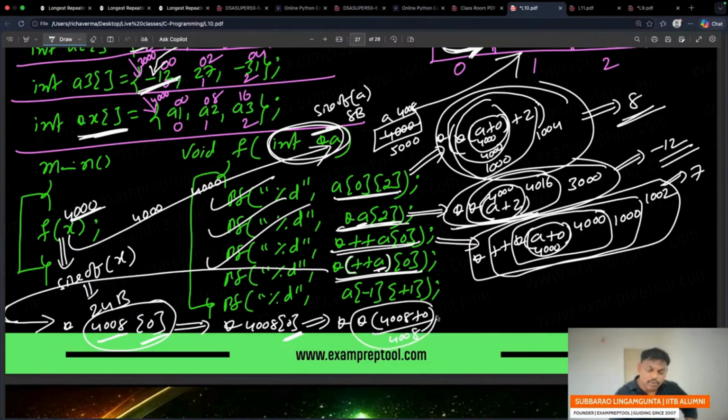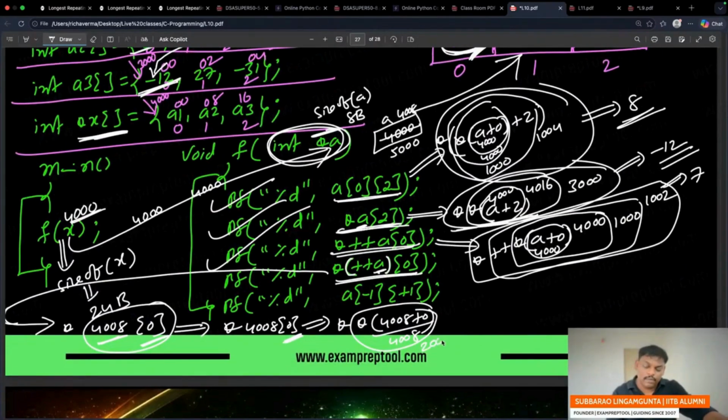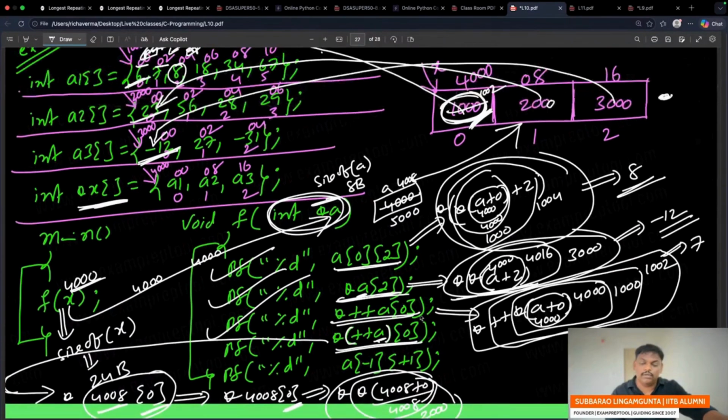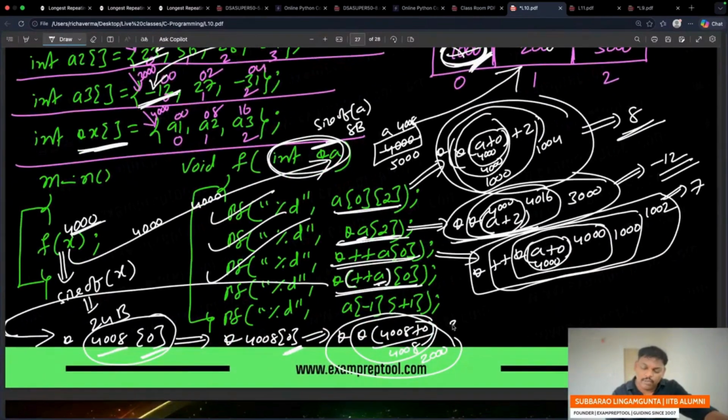Afterwards, star 4008. Check star 4008. What is there? I think 2000. Next one, right? Star 2000. The value inside 2000, what is the answer? I think 23. The value inside 2000 is going to be 23. So 23 will be printed, right?